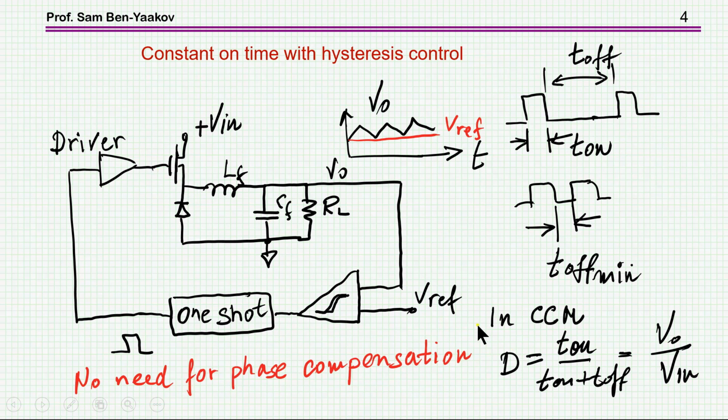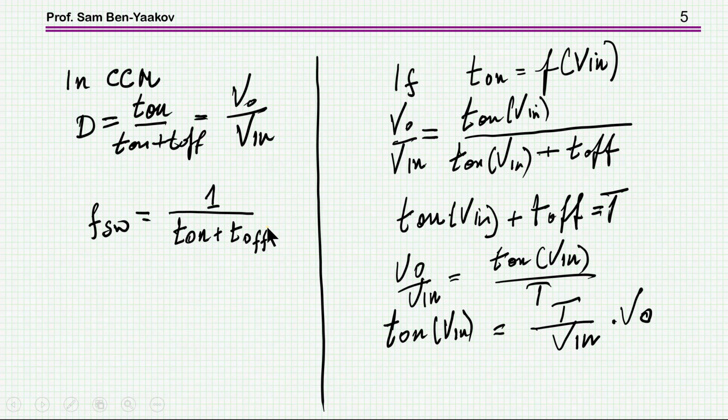This always holds in a CCM condition. So in CCM, we are going to have D equal to V out over V in, and therefore the frequency is 1 over T on plus T off. Now, as we have said, in a simple configuration, T off is going to change, and therefore the frequency is going to change. But if we make T on a function of V in, here it is.